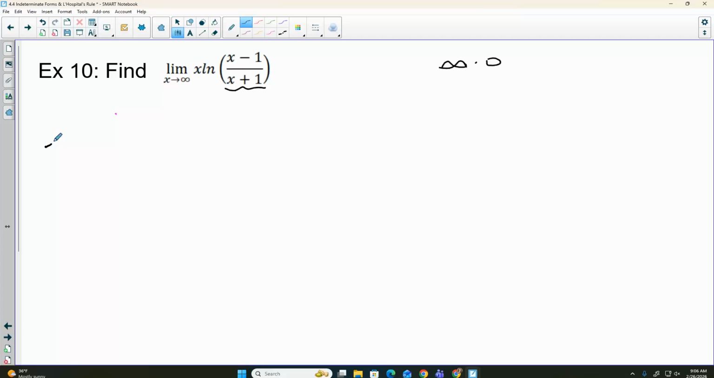Could we do conjugate? Do anything? We really just need to get it so we could use L'Hopital's. So we have two things being multiplied. We have the x, and we have the natural log of this whole thing. We need to move one of them to the bottom. Which one would be easier to move to the bottom? The x.